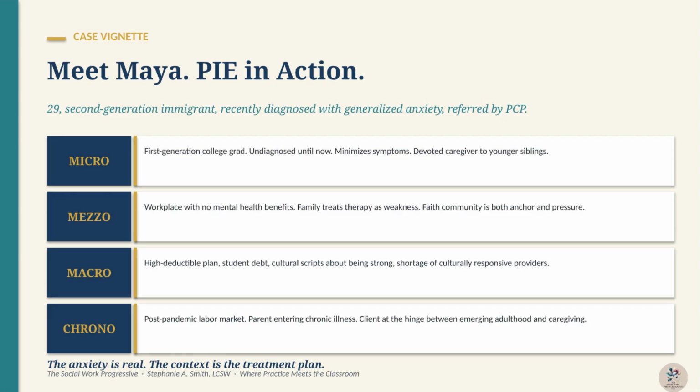And at Chrono, she is in a post-pandemic labor market. Her parent is entering chronic illness, and she is at the hinge point between emerging adulthood and caregiving. The anxiety is real. The context is the treatment plan.